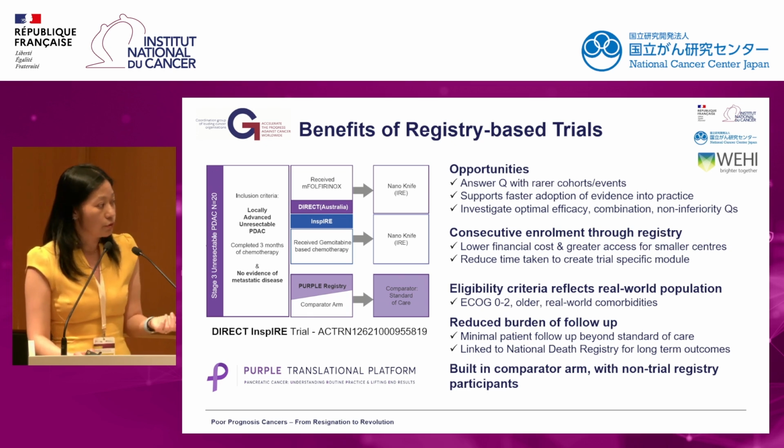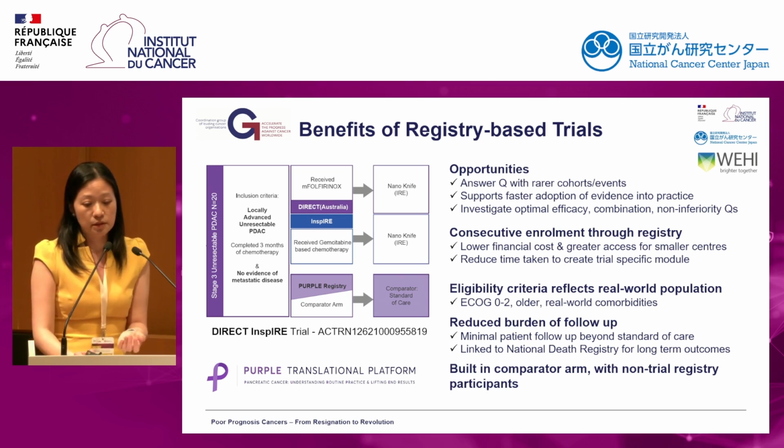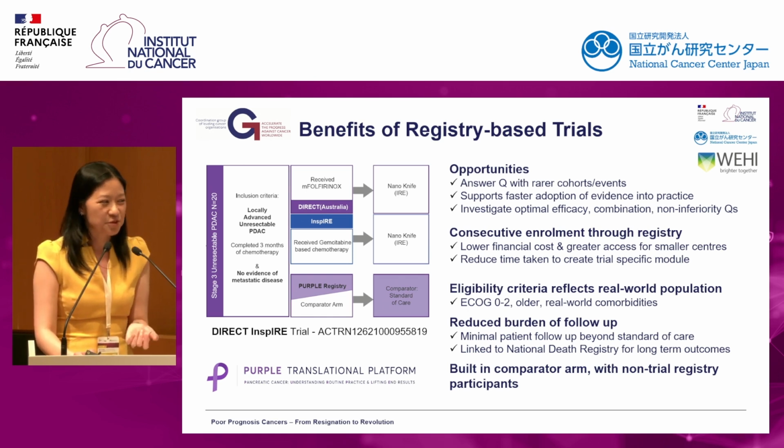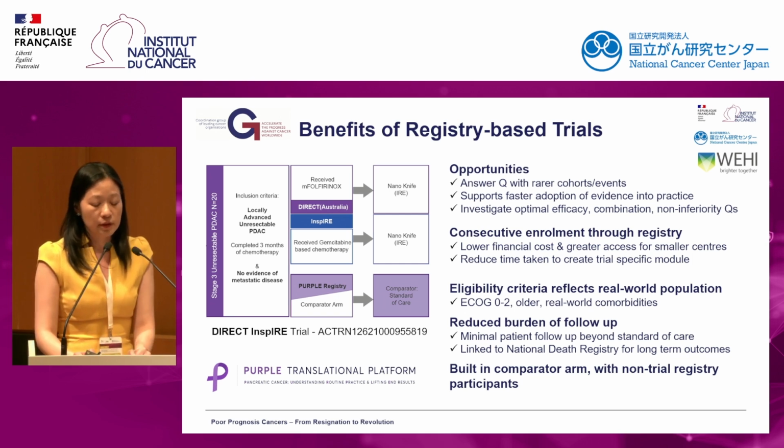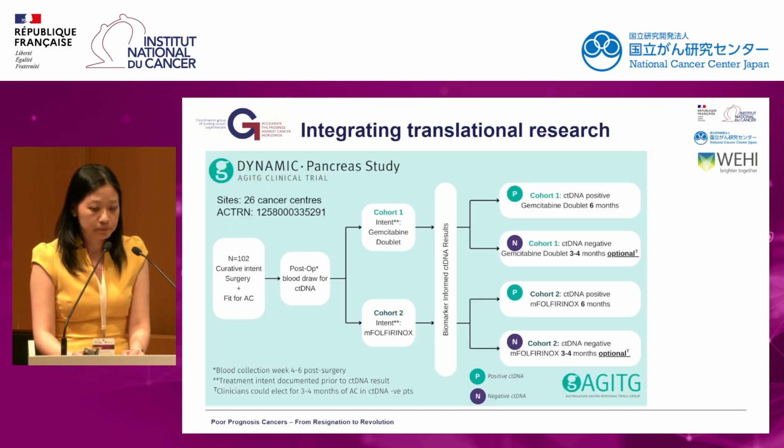And then there's the other issue of the patients and their ECOG status. So in a registry-based trial, patients can be older, they can have higher ECOG status, and we can accept patients who've got real-world comorbidities as well, which are often selected out of other clinical trials. And then we also link our data to the National Death Registry, so we have the long-term follow-up.